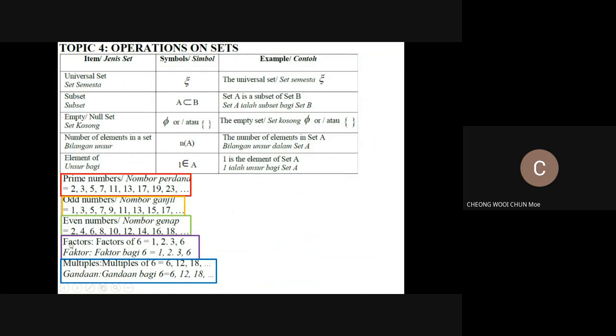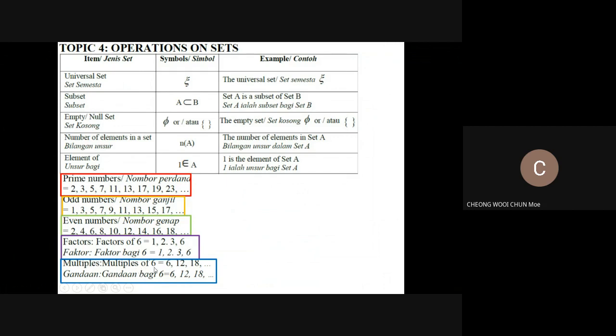Factors, okay? Factors of 6 means, for example, how to get number 6. 1 times 6. So 1 and 6 are factors of 6. And some more, 2 times 3. So 2 and 3 are factors of 6. So anything that can multiply to make 6 is called a factor.